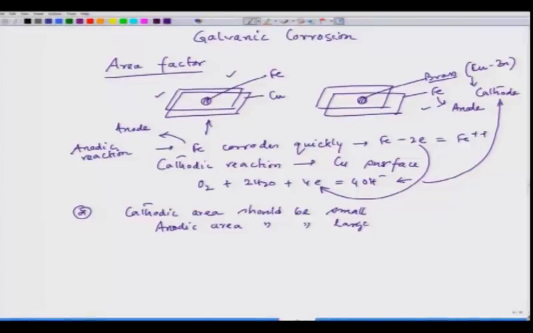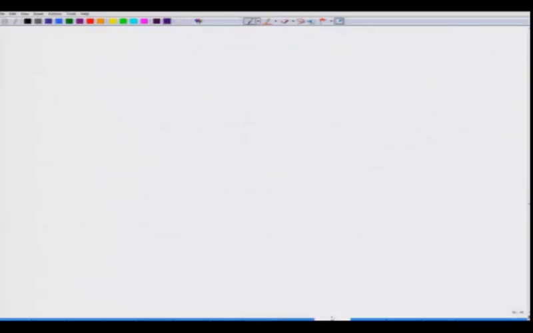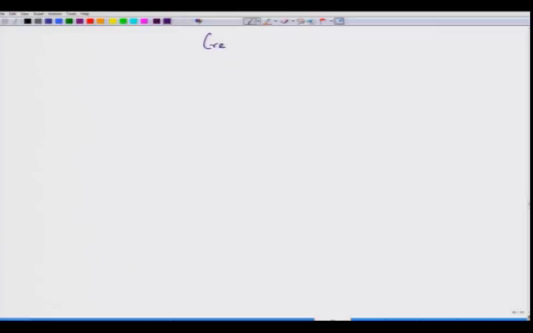Now, this particular galvanic corrosion we will again touch upon when we complete the explanation of mixed potential theory. Now, let us go to another form of corrosion, which is called crevice corrosion.